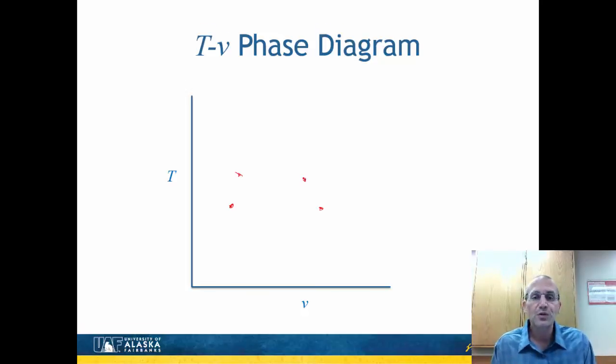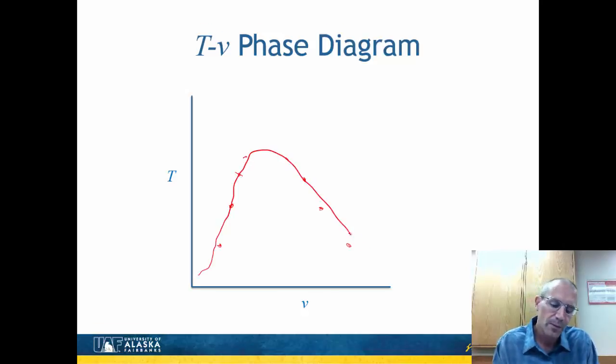If I was to continue doing these experiments at all sorts of different pressures, I would end up with a collection of points that look like this. And in fact, if I was to connect them all together, I would have what sort of looks like a little hill going through all of the points. And this is a phase diagram where on the left, I have liquids.